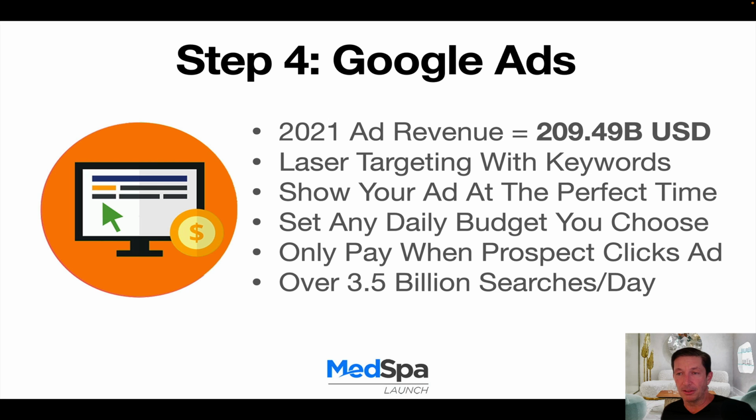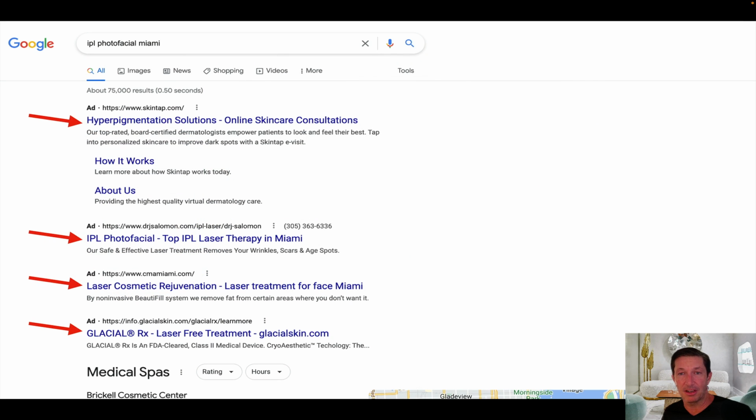Okay, then we're going to turn on Google pay-per-click ads. And Google ads generated almost $210 billion of revenue for Alphabet last year. And the reason is because the ads are extremely effective and they work really well at laser targeting your ideal customer, right? And these are the ads that show up at the top of the Google search results when someone puts in a relevant topic like IPL Photo Facial Miami. And I found these ads to work extremely well in the med spa niche, like so many others, because your customer is actively searching for the services that you offer. So they're engaged and ready to take action.